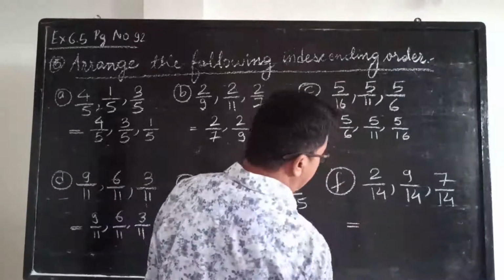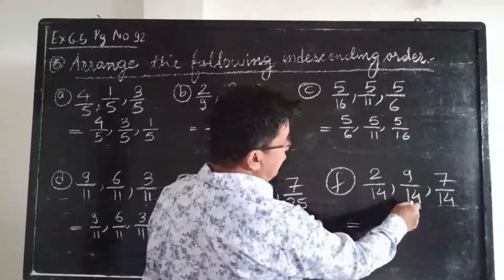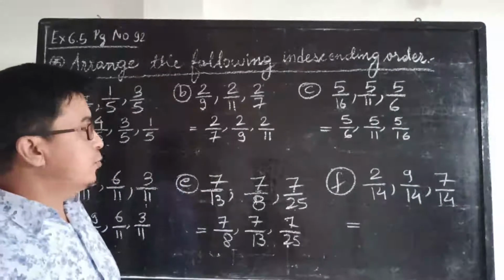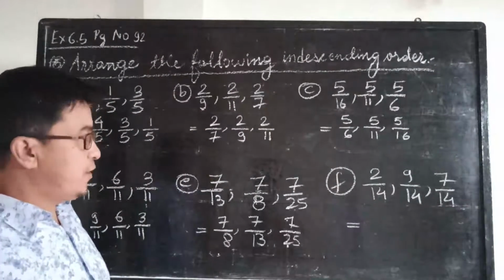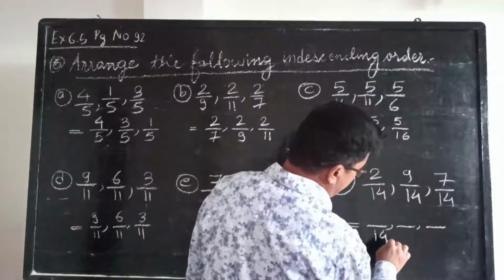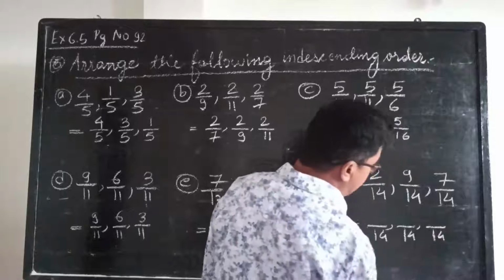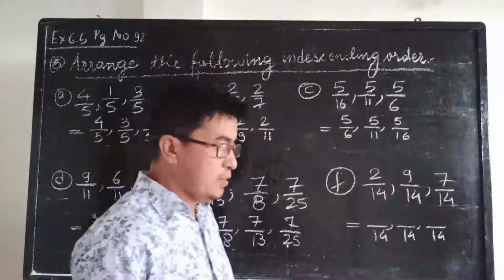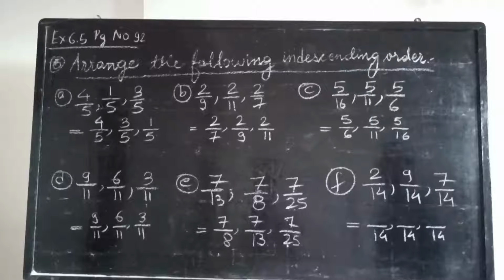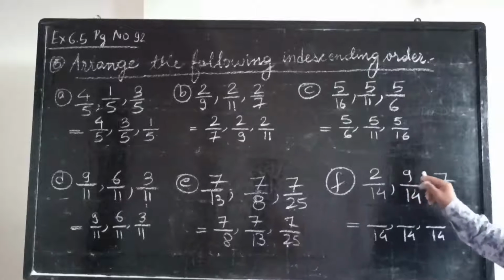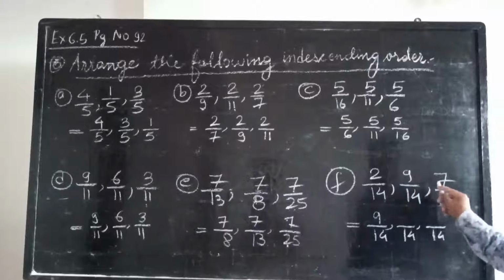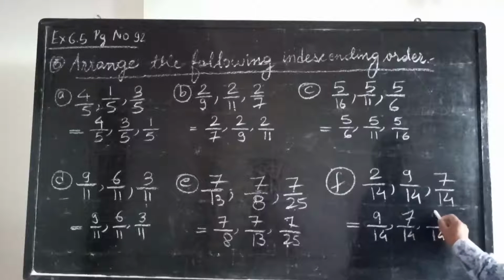Now F. 2 upon 14, 9 upon 14 and 7 upon 14. Here what is the same? The denominators are the same but the numerators are different. Now we write the denominators: 14, 14, 14. When the denominators are the same, the fraction having the biggest numerator will be the biggest fraction. So 2, 9 and 7, which is biggest? 9. And 2 and 7: 7, and the last one is 2.